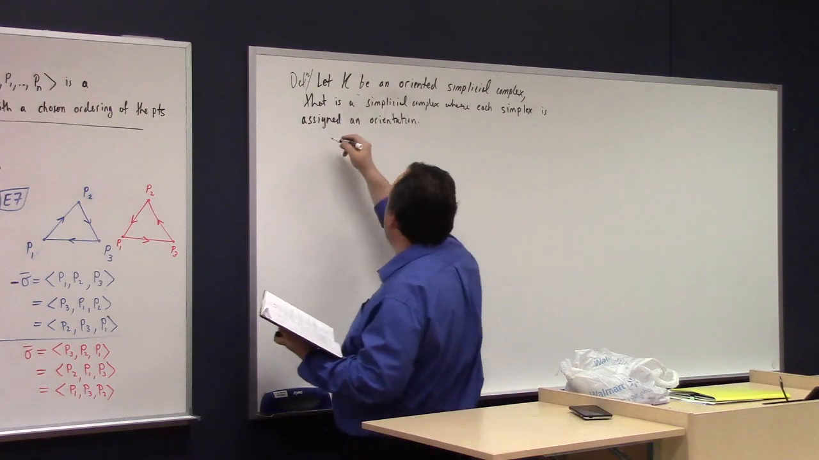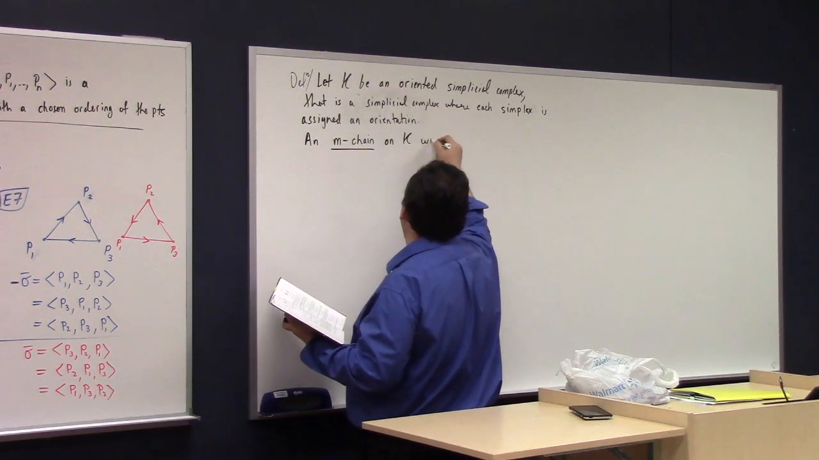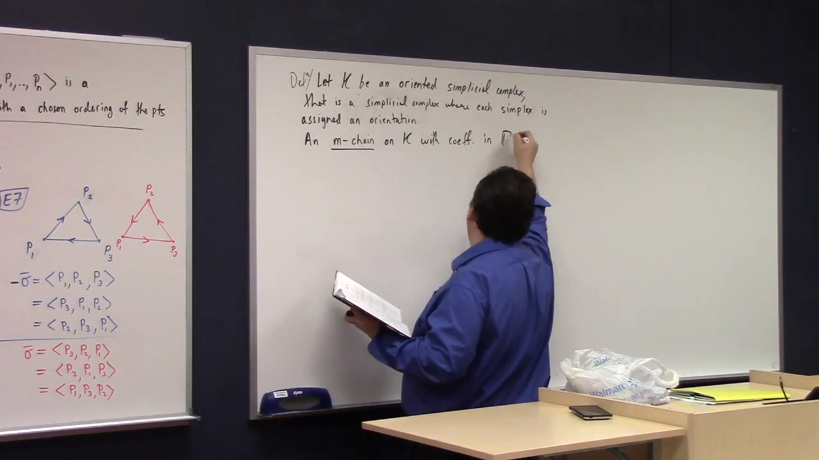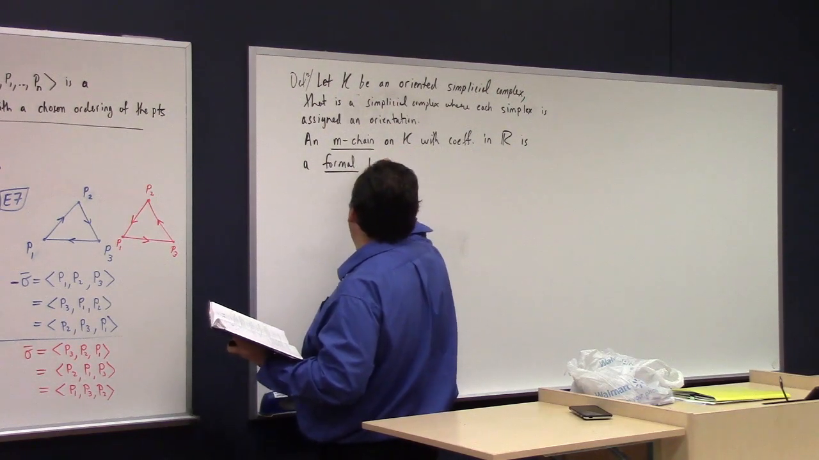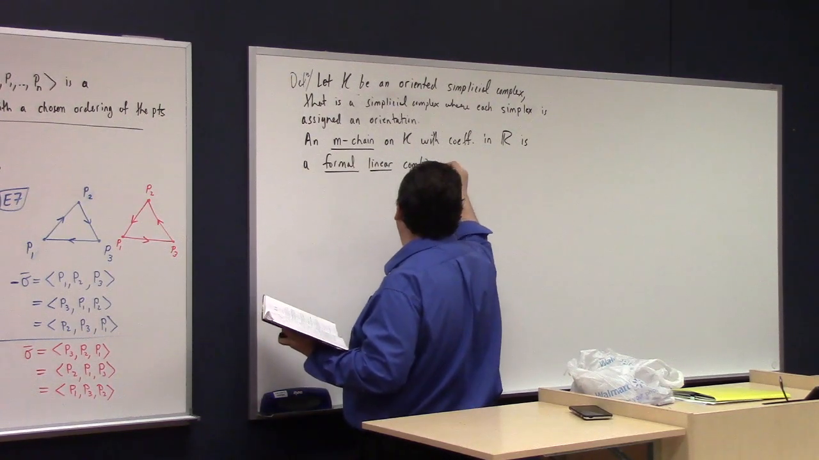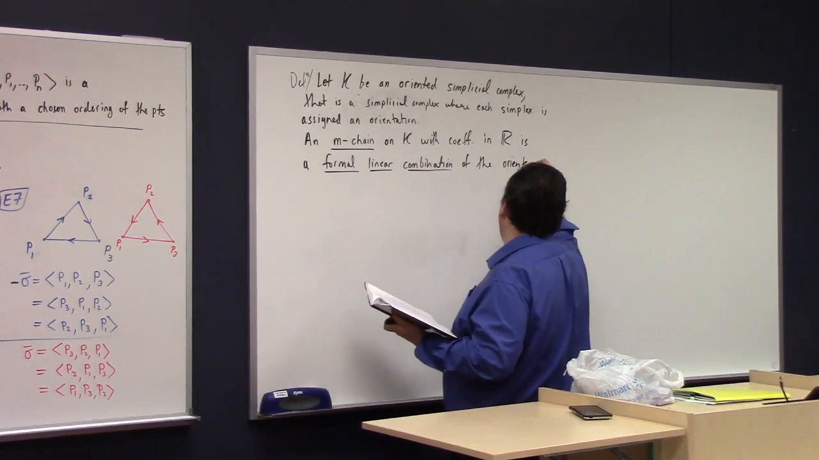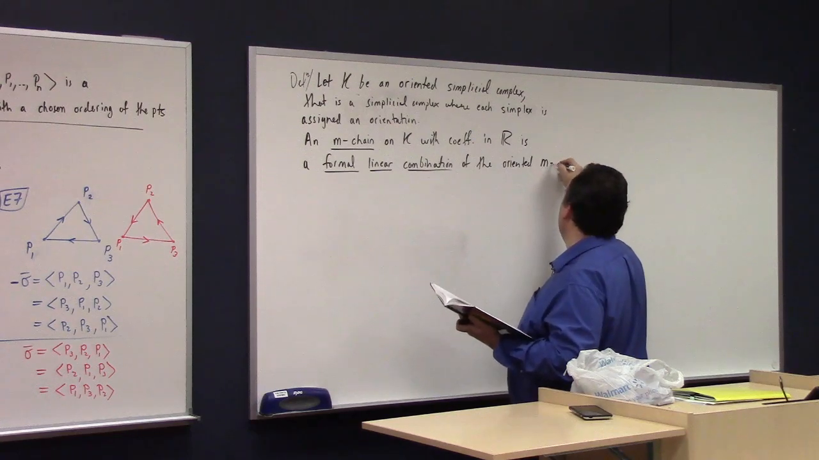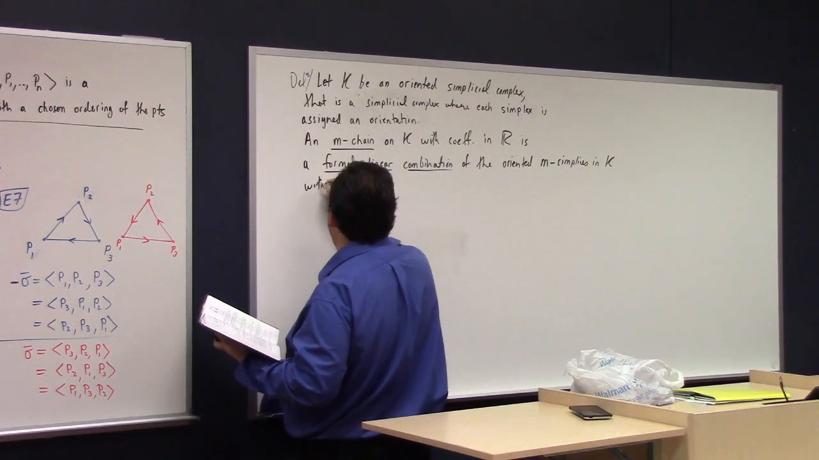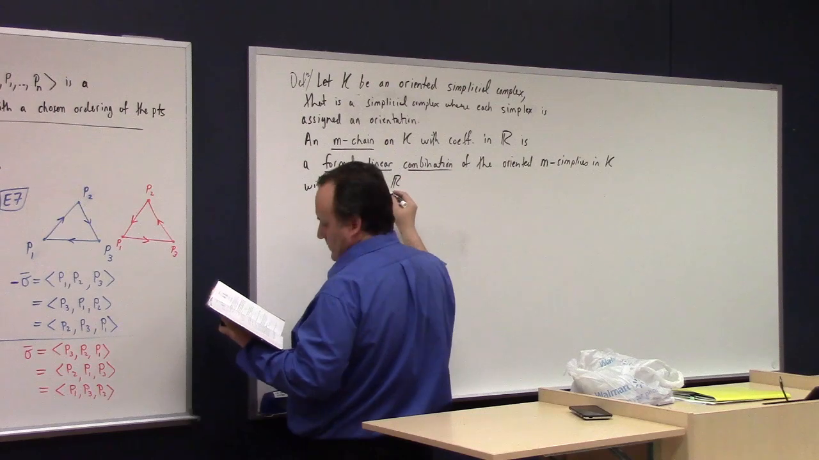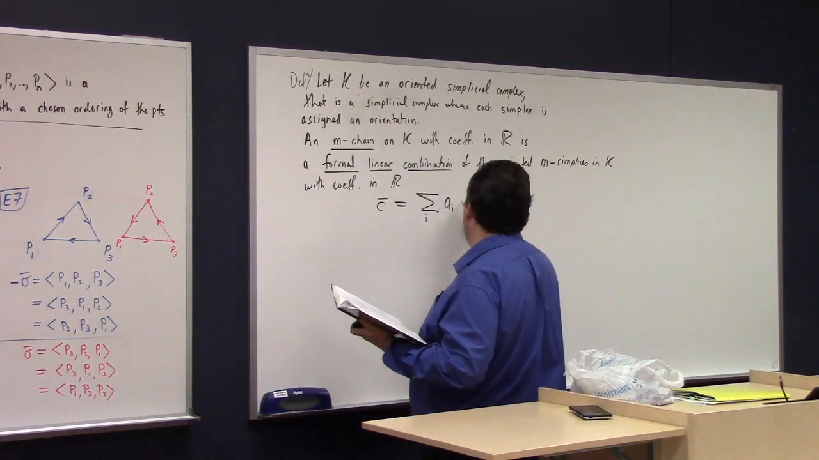Anyway, an M chain on K with coefficients in R is a formal linear combination of the oriented M simplices in K with coefficients in R. So C bar, a typical M chain, is the sum over i of a sub i sigma bar sub i.